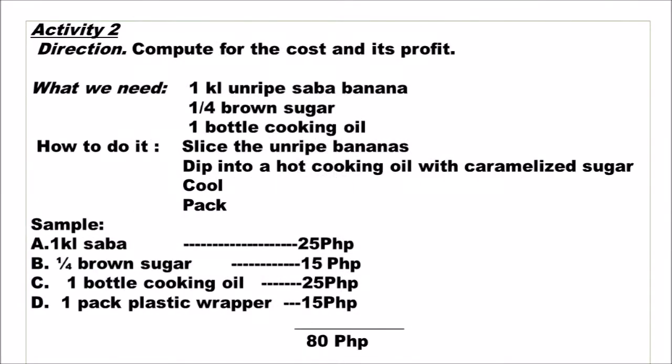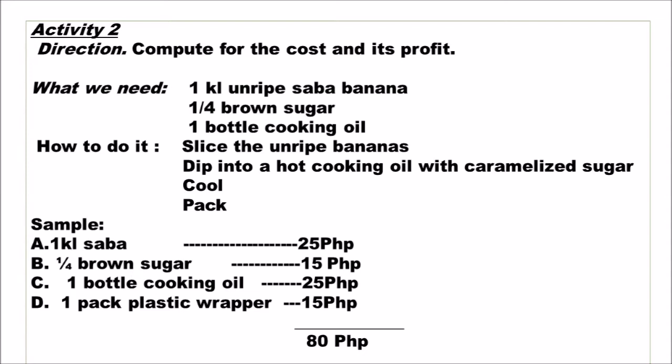Activity number 2. You are going to compute for the cost and its profit. May example po na naibigay dyan sa learning activity sheet ninyo para pagbasehan po ninyo. So let us see letter A. 1 kilo of saba is 25 pesos. 1/4 brown sugar is 15 pesos. 1 bottle cooking oil is 25 pesos. And 1 pack plastic wrapper is 15 pesos. So the total cost is 80.